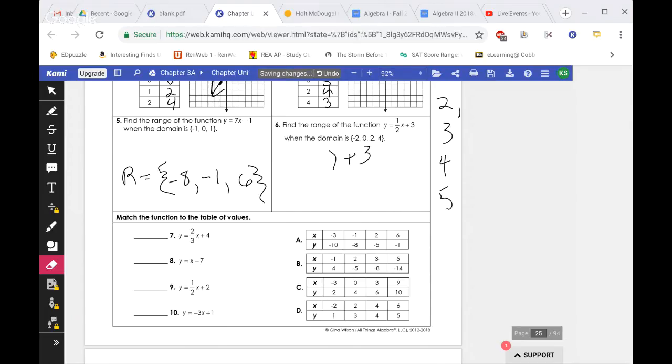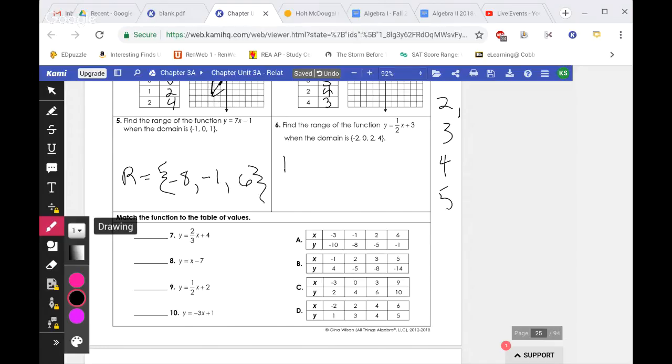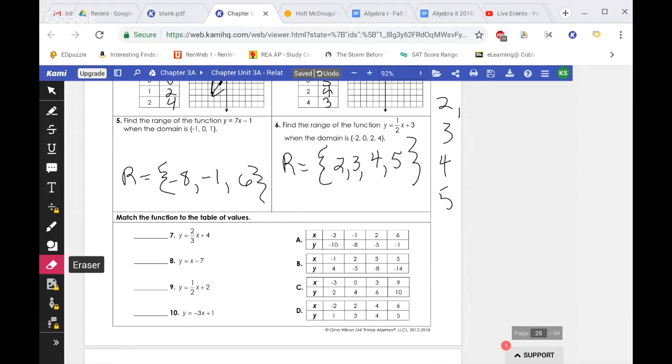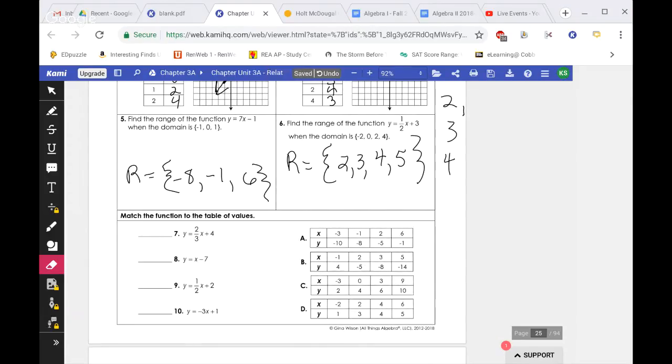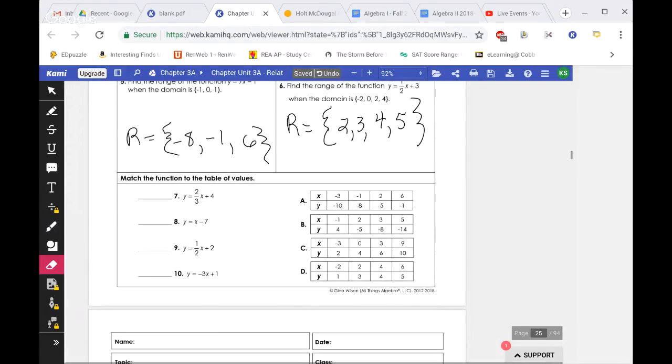Get this erased. Pretty bracket. They're in ascending order and there's no repeats. So the range, the domain is -2, 0, 2, 4, and the range is 2, 3, 4, and 5. So the domain is the x's and the range is the y's.